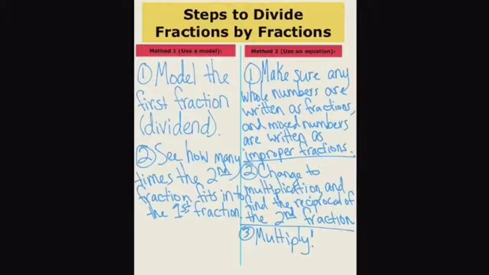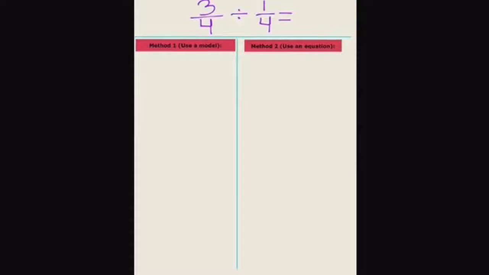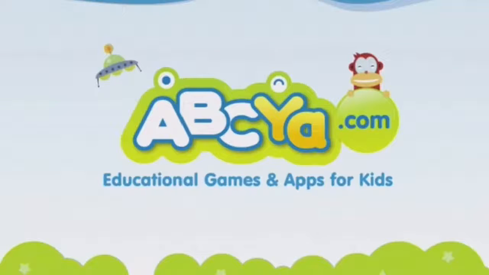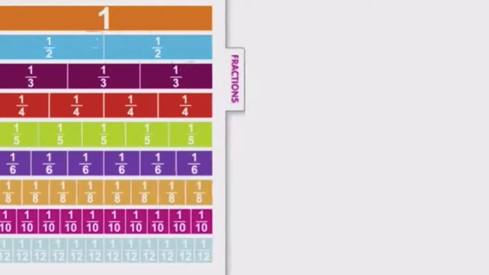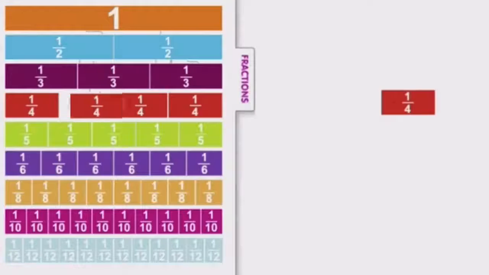Okay, so now that we've learned the basic steps for each method, let's give our first problem a try. So our first example is 3/4 divided by 1/4. And we're going to start by using method 1, using a model. Remember, our first step is to model our first fraction, which in this case is 3/4. So I'm going to flip on over to the virtual manipulatives, and you should do the same. And I'm going to first just write down that our problem is 3/4 divided by 1/4 so we don't forget. And then I'm going to go ahead and model 3/4.